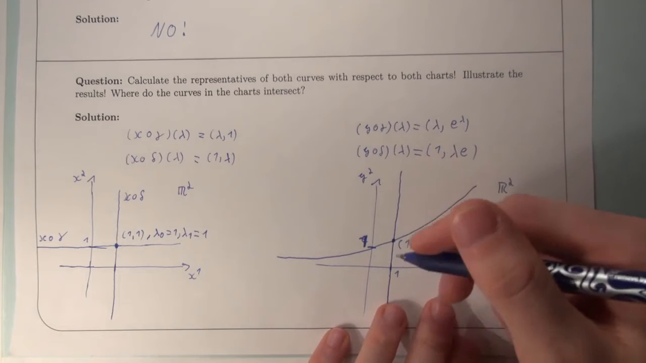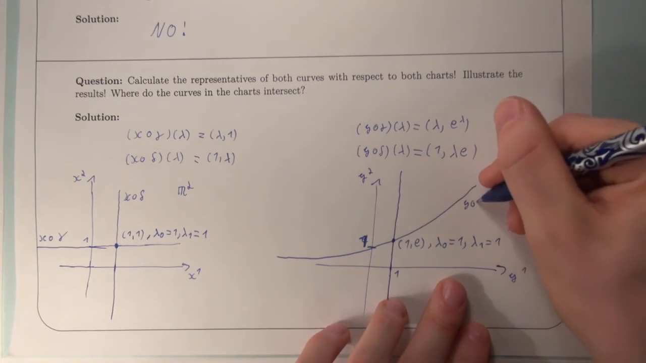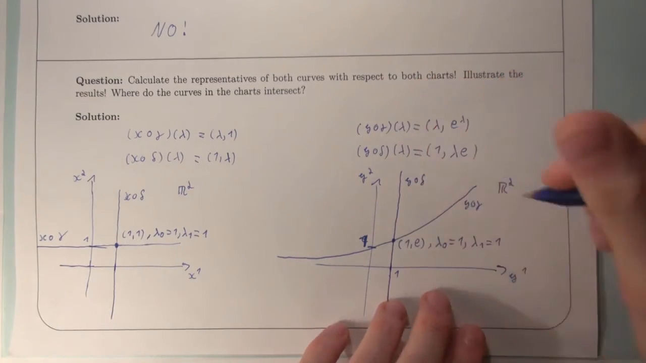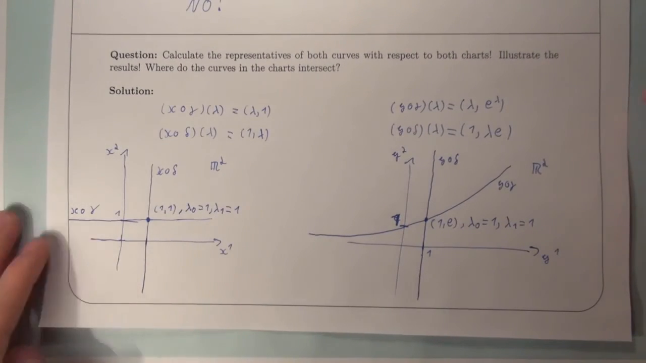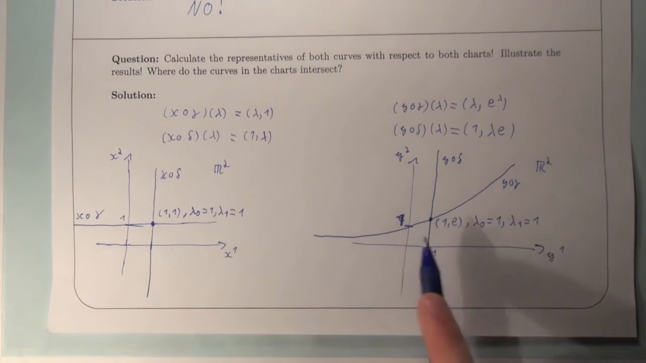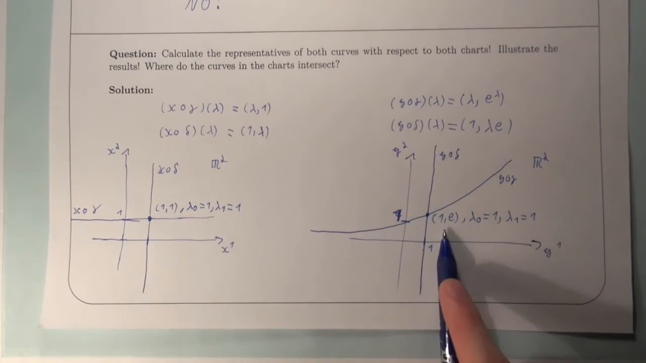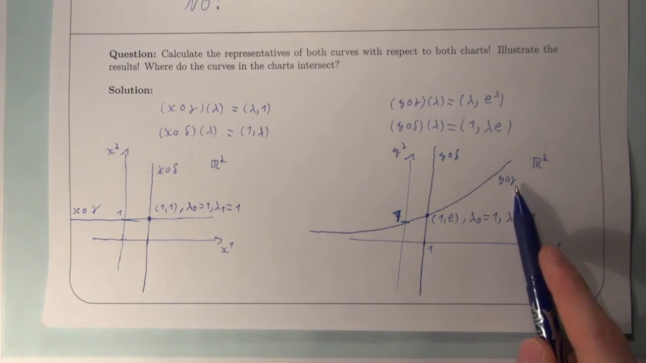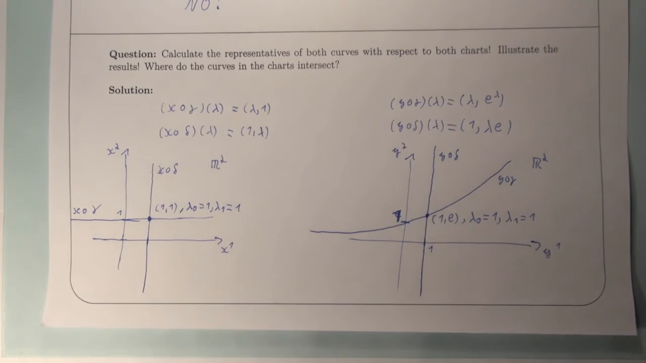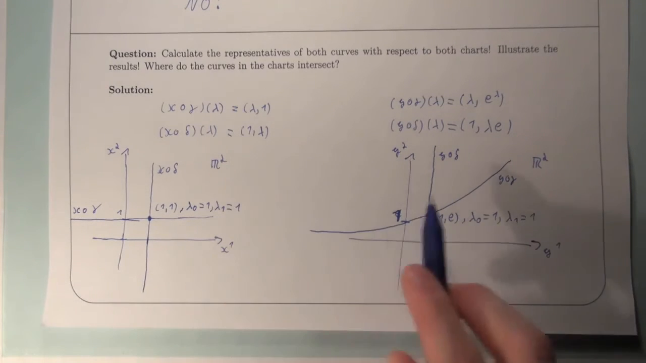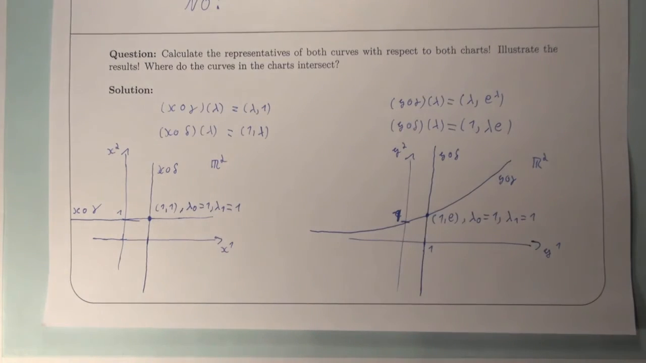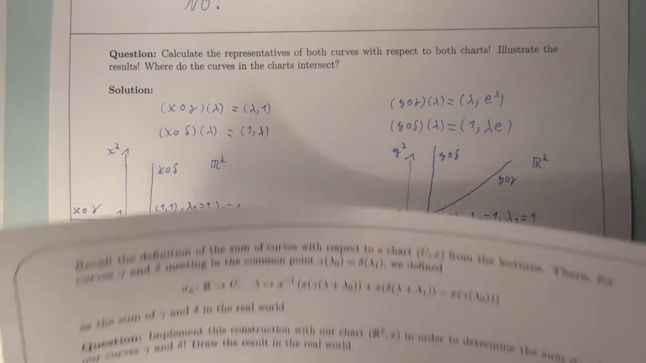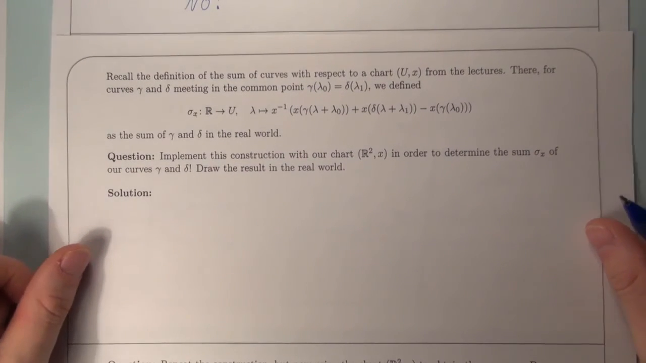So let me draw the names again. This is y after gamma, this is y after delta. So you see, of course, with respect to different chart maps, curves may look quite different. Here especially this curve, the curve gamma. Now you may give the sum of both curves in this chart, which is asked in the next exercise, or in the next question.